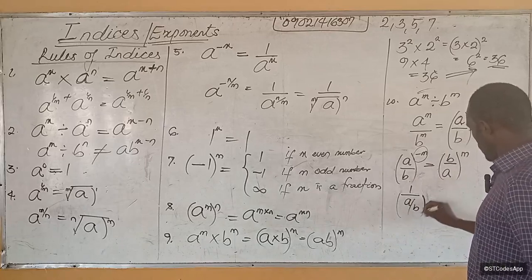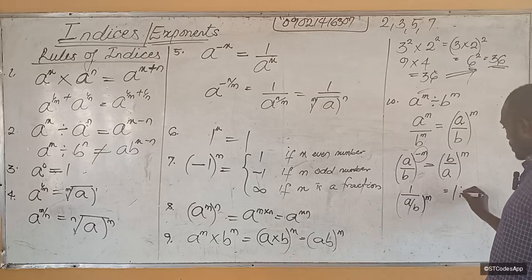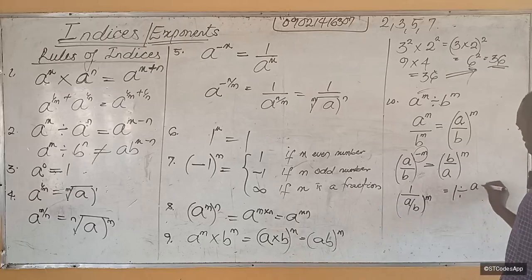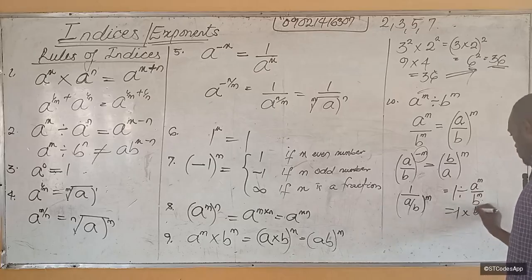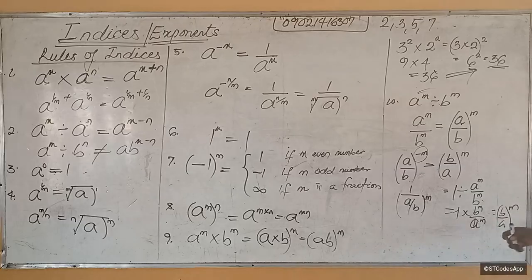So 1 over this guy raised to power m. If that be the case, then we have 1 divided by a raised to power m over b raised to power m. That becomes 1 times b raised to power m over a raised to power m. So 1 times this is this, so that becomes b over a all raised to power m. Is that clear?